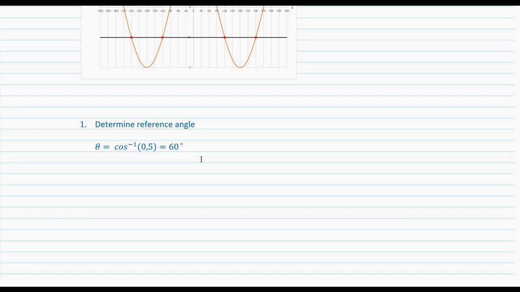Then for step 2, you need to note the sign of the function value. And the question was cos theta is equal to negative 0,5. Therefore, the sign of the function value is negative.